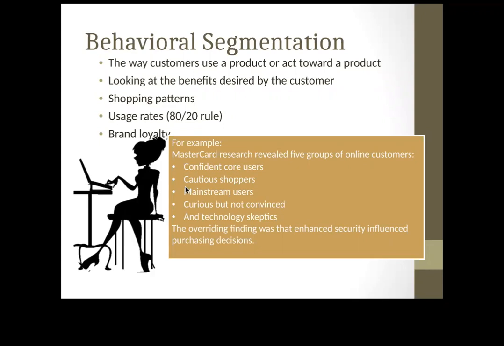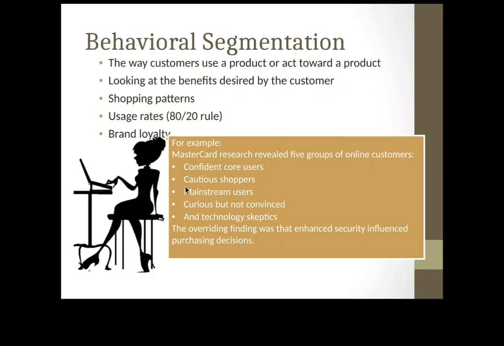And then usage rates, this 80-20, also known as the Pareto effect. The 80-20 rule simply says that perhaps 80% of the volume or 80% of the sales, 80% of the income may come from 20% of the people. Those are our most loyal customers, perhaps. And that is also then brand loyalty.